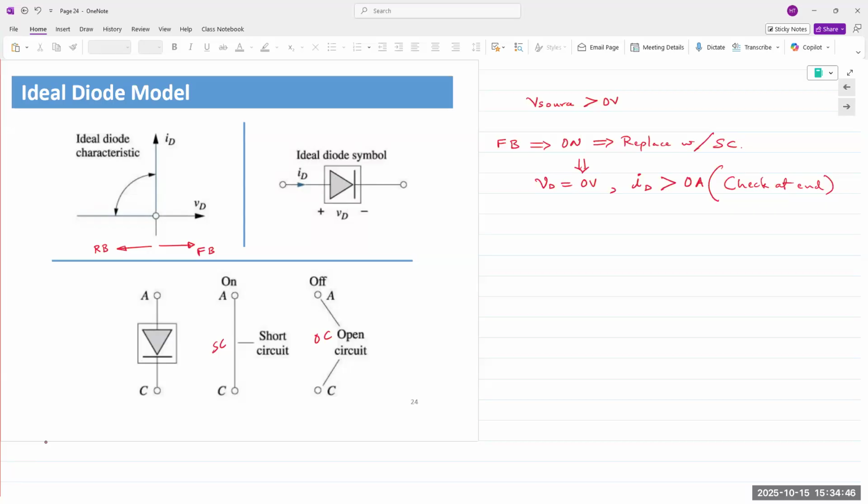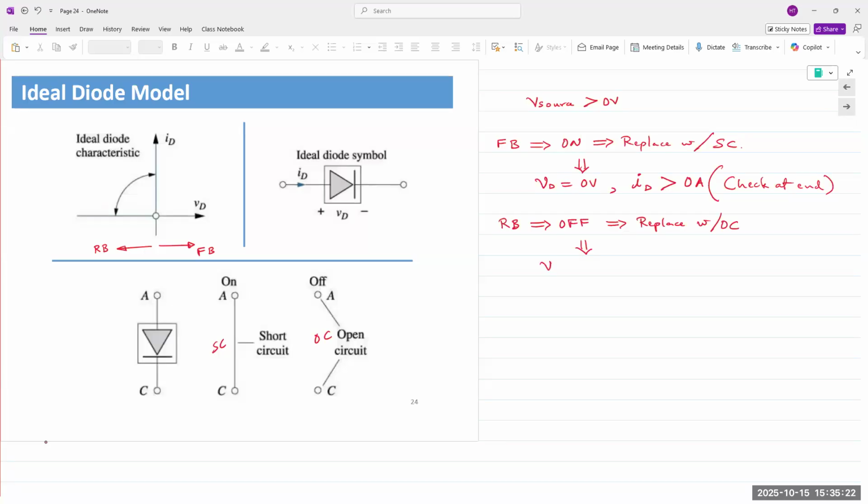Yes. Sorry, what? Forward bias, reverse bias. In reverse bias, the diode is off. We replace with an open circuit, which means that our cathode is higher than the anode.